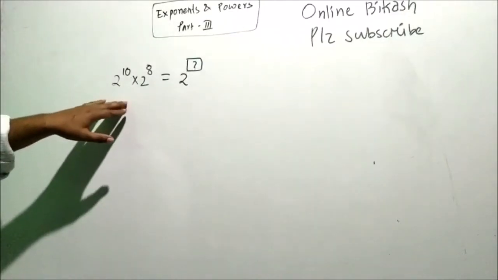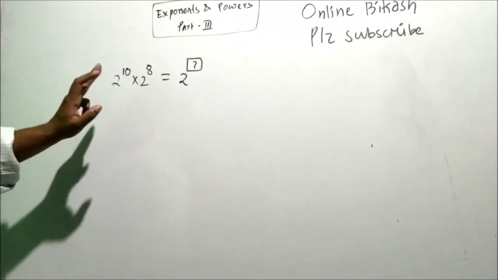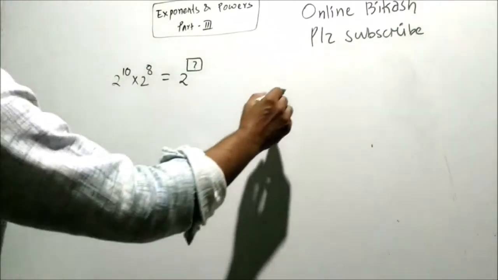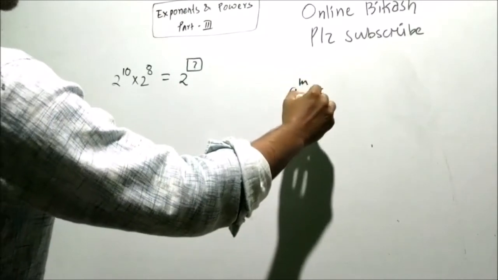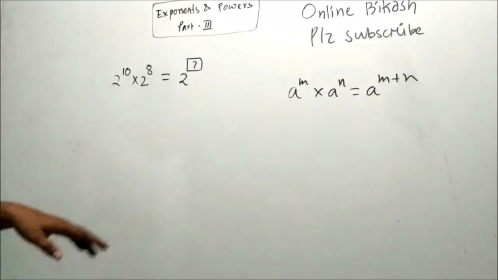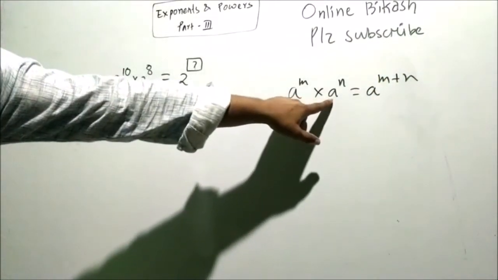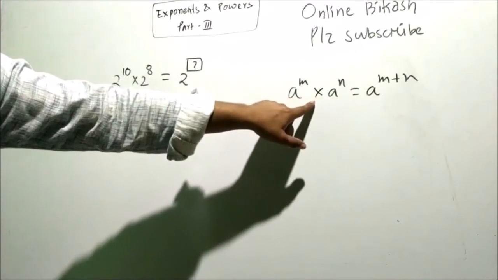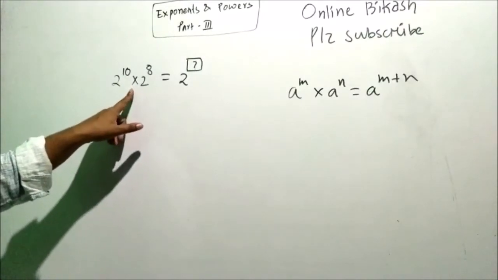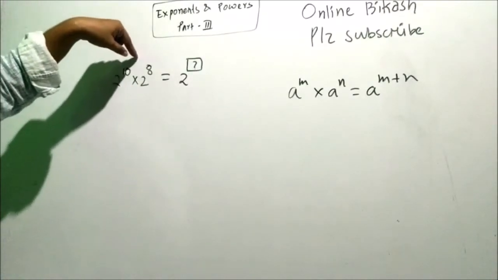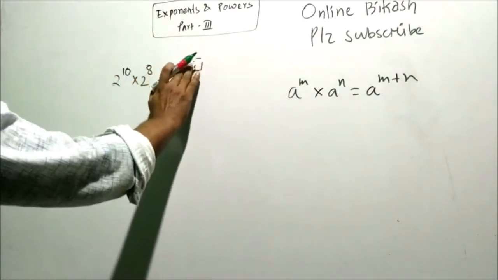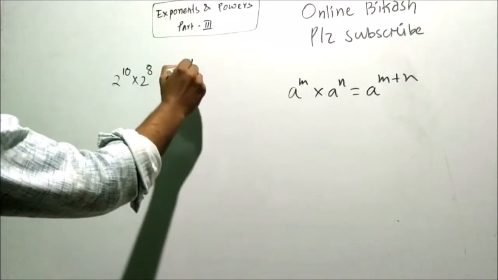Here in this problem we will use one of the laws of exponents. In that law we discussed a to the power m into a to the power n is equal to a to the power m plus n. In this law the bases are same and they are multiplied. Here the same thing is happening: the base 2 and the base 2 are multiplied, so the exponents will be added. 10 plus 8 is 18, so the answer will be 2 to the power 18.